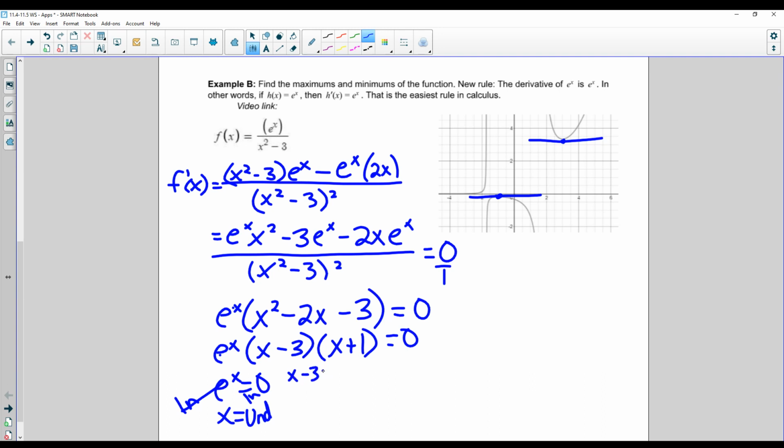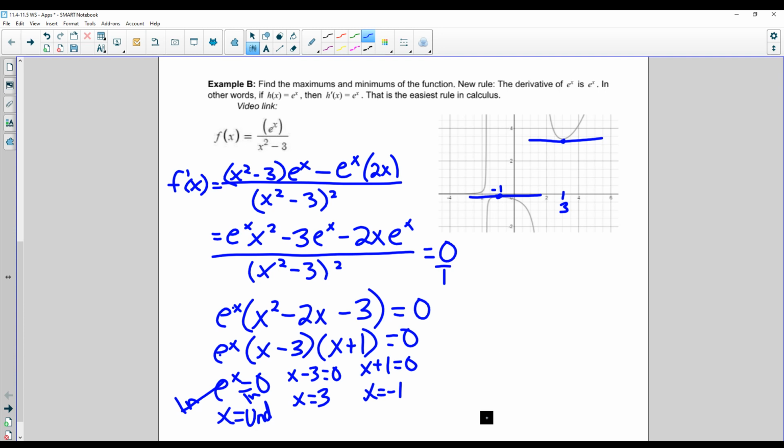So I'll have my x minus 3 equals 0, which means x equals 3. That's where this maximum right here is. Oh, man, it was right at 3 is where that maximum was. All right, nice numbers. And my x plus 1 equals 0. Well, that means I have negative 1 is a max or min. Oh, look at that. This is right at negative 1 is where this minimum is.